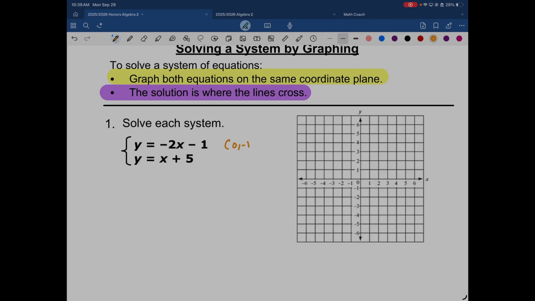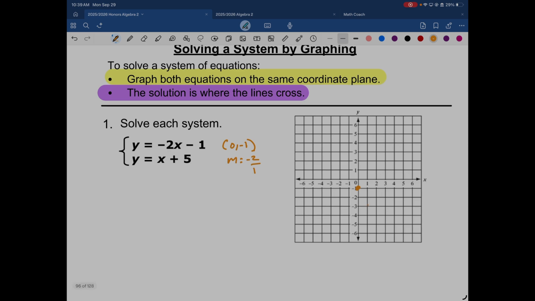So I'm going to do this one in orange. My y-intercept is 0, negative 1. This is the one we just did. Now I've got graph paper on this one, so I should be a little bit more accurate. I put a point at 0, negative 1. My slope is negative 2, so negative 2 over 1, so down 2 over 1. I'm going to put a few more points in here just to make sure it's accurate. There's a graph of my first one.